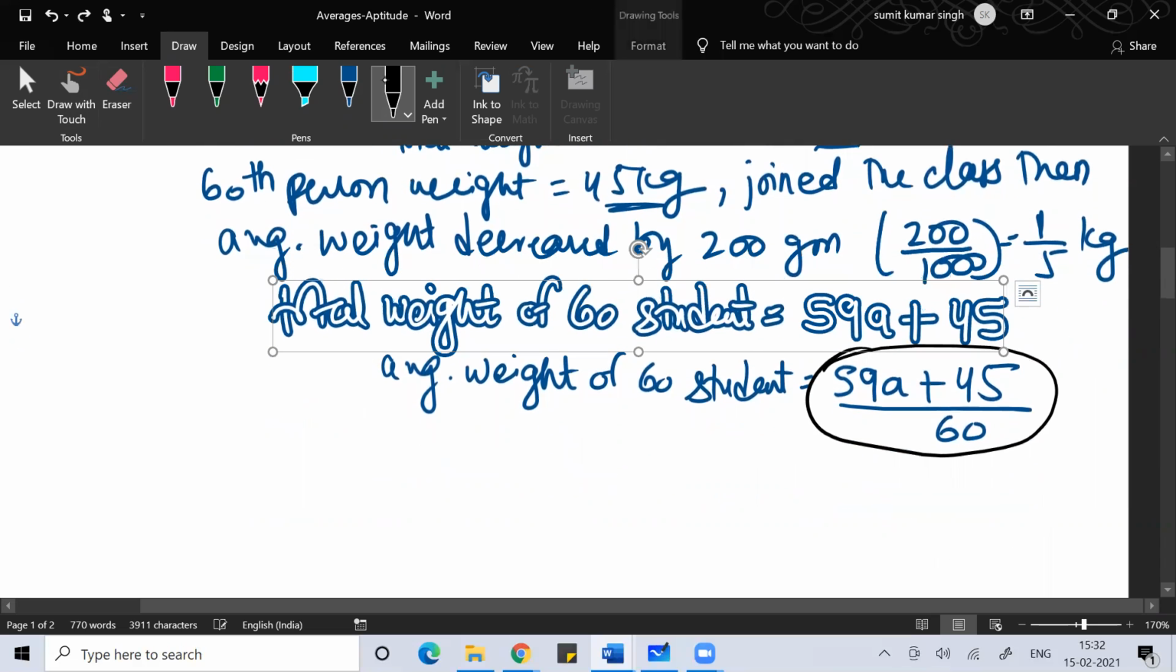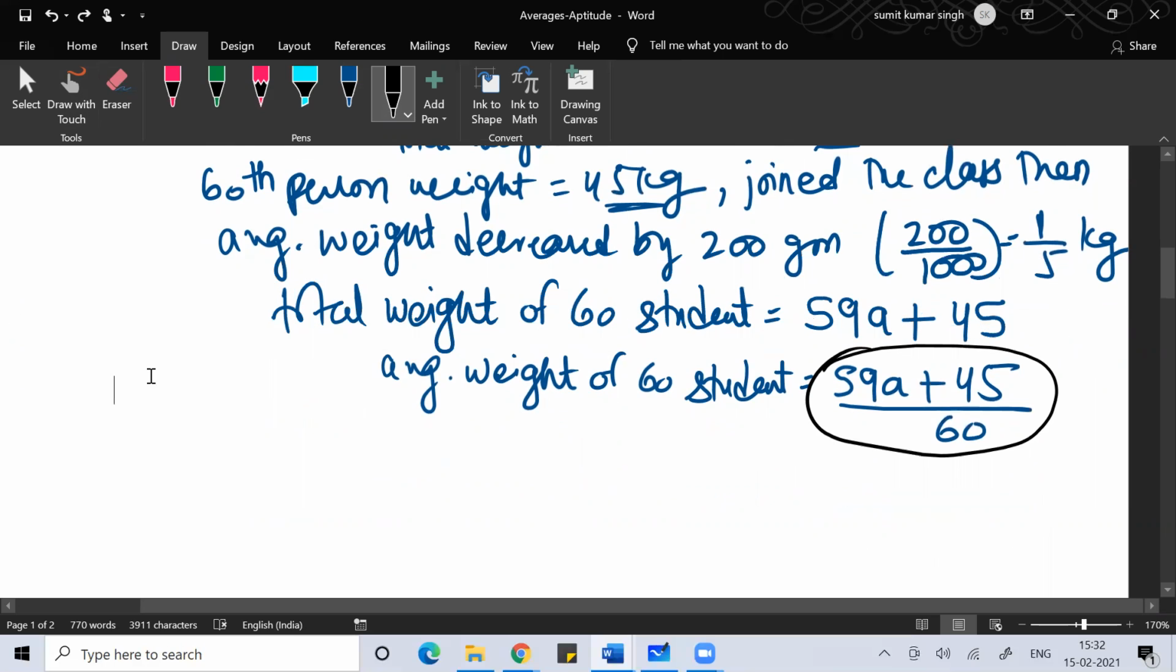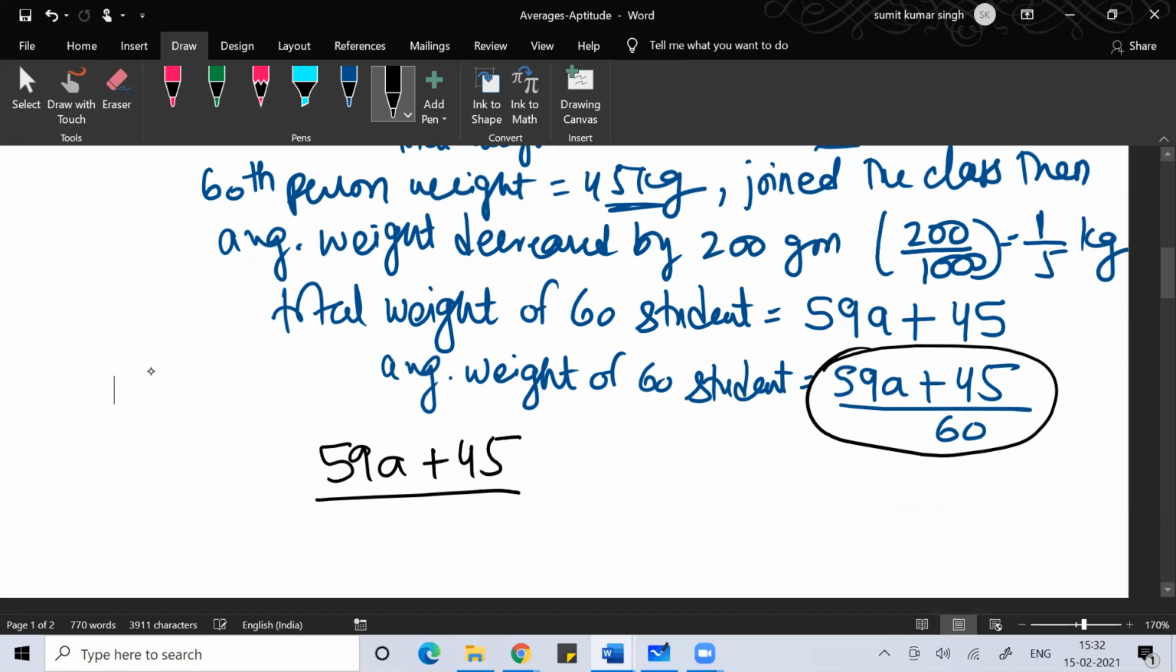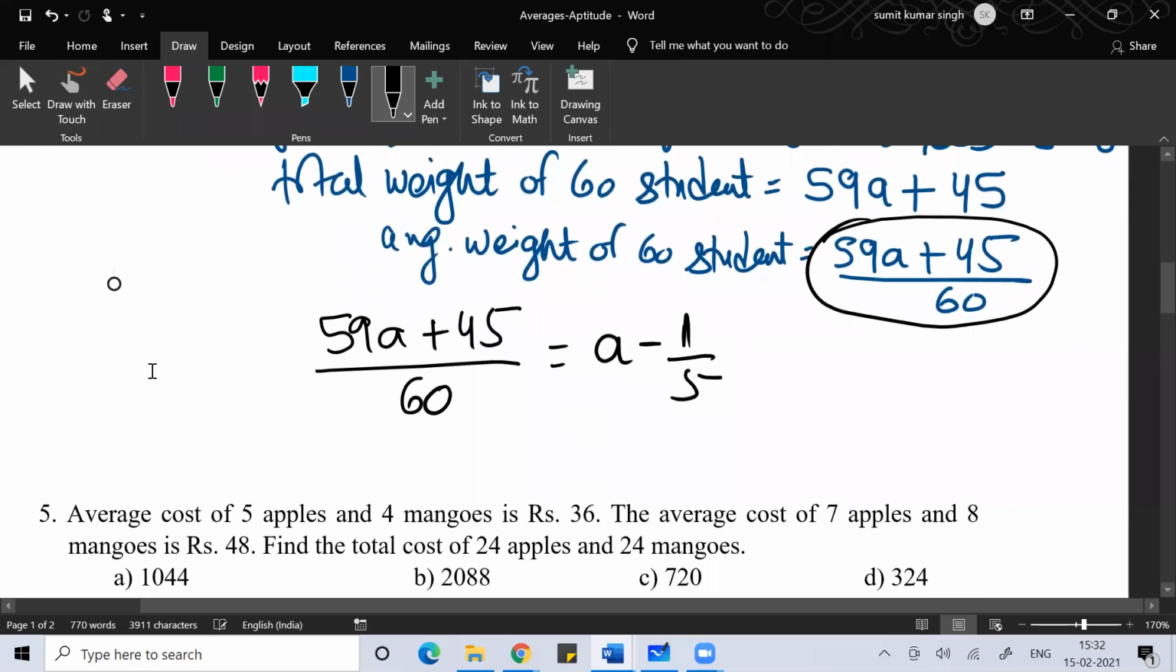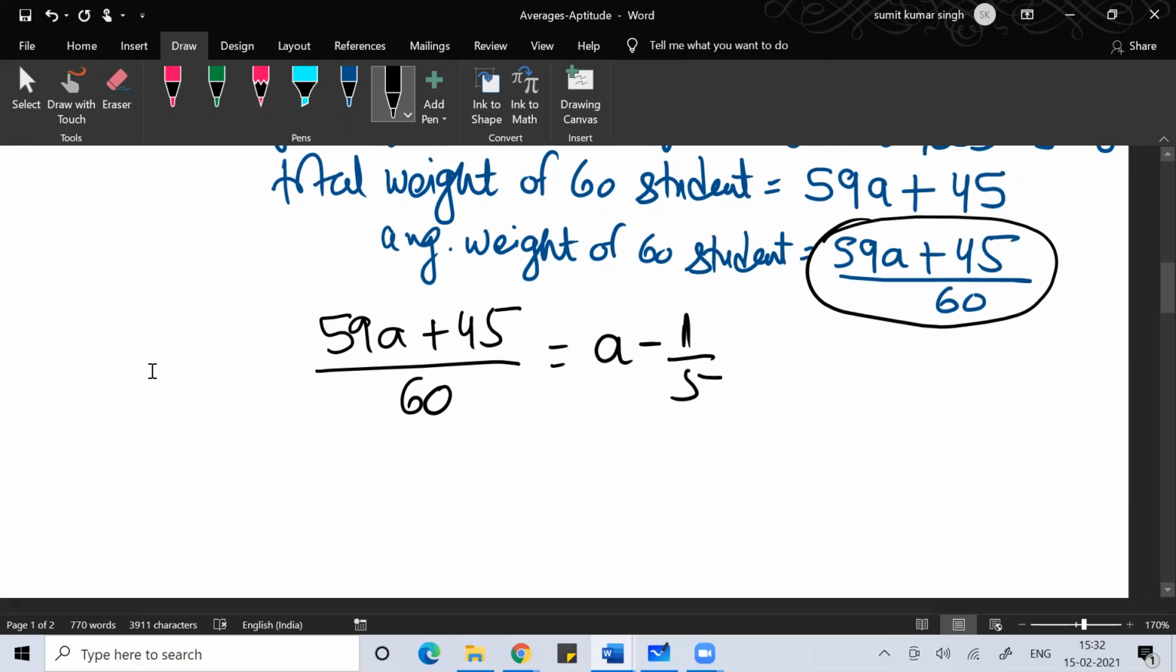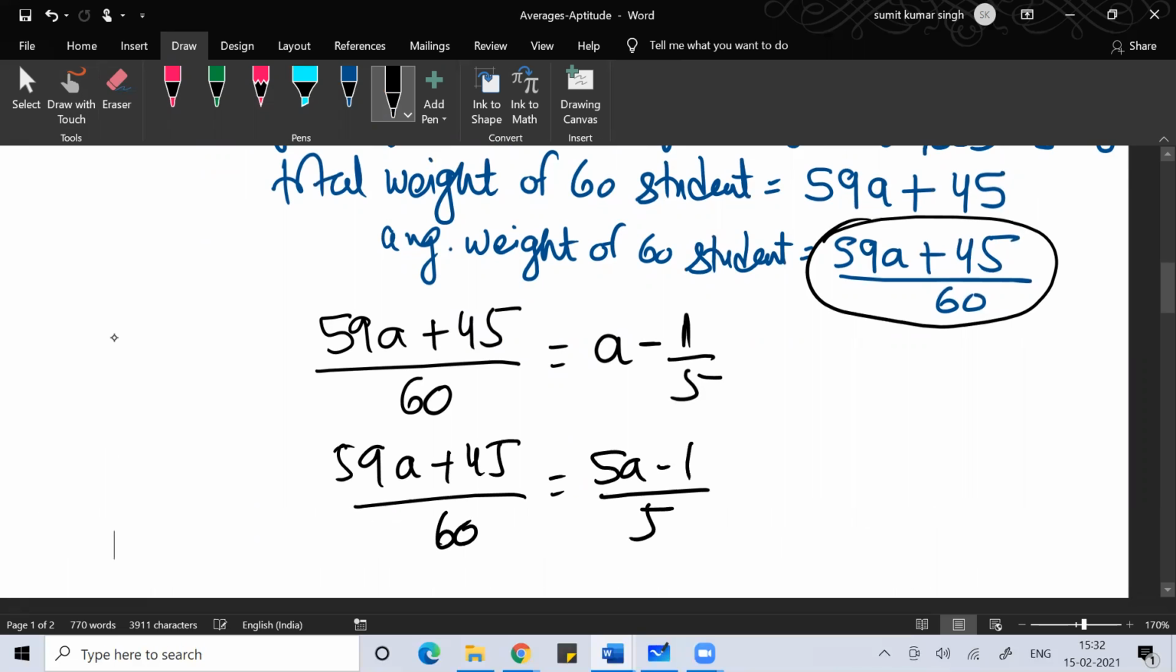So you can write this: 59A plus 45 divided by 60 is equal to the average decreased by 200 gram. 200 gram I can write as 1 by 5. You can solve this simply, take LCM. So you can write this as 59A plus 45 divided by 60 is equal to A minus 1 by 5.